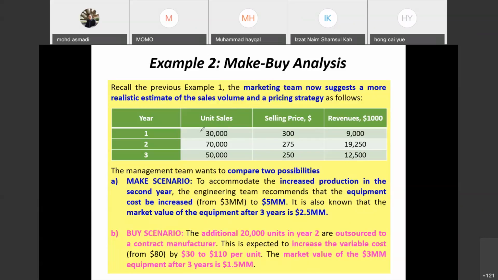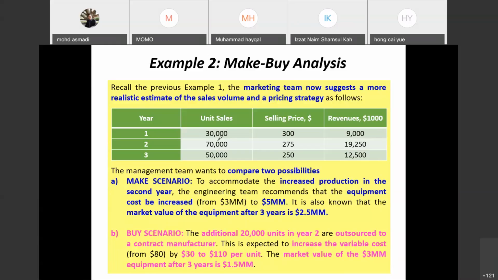Or we want to increase the sales, expand the sales. So marketing teams will suggest new sales projection. So the first scenario, actually we compare two possibilities. Make scenario: this is a make decision to accommodate the increased production in the second year.